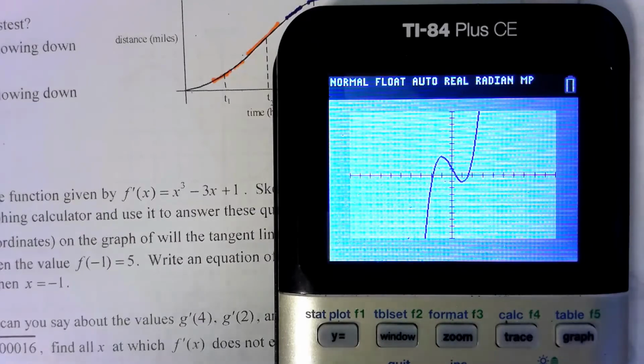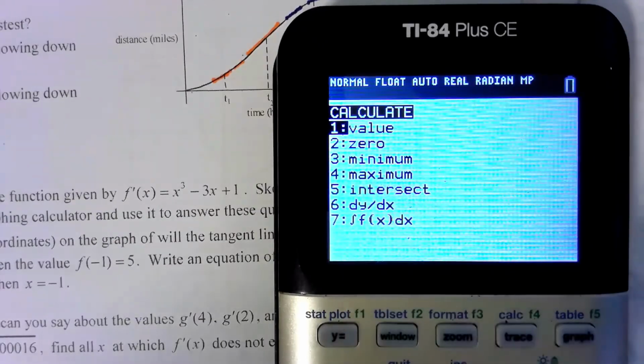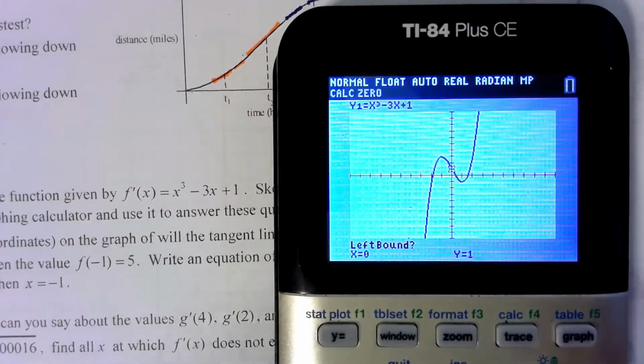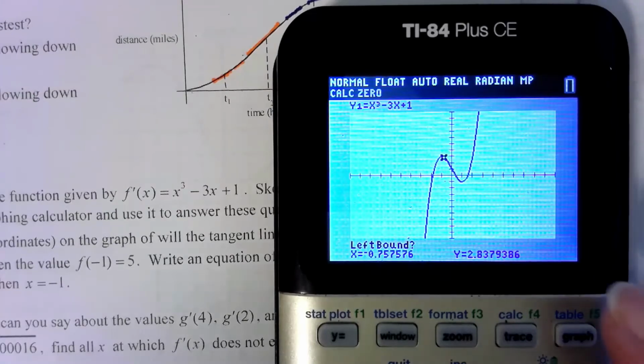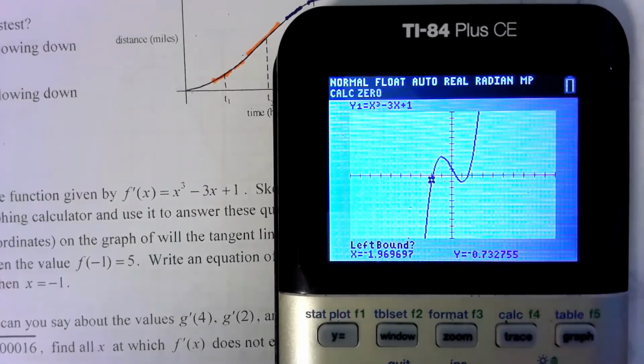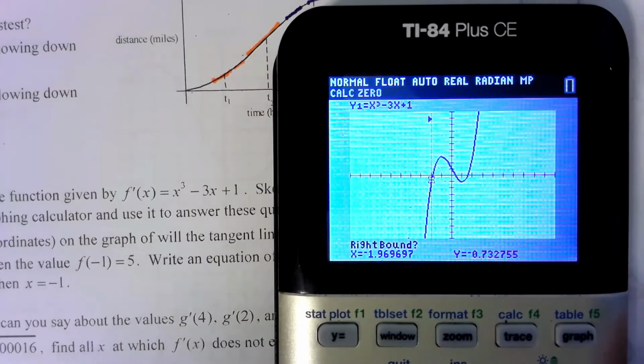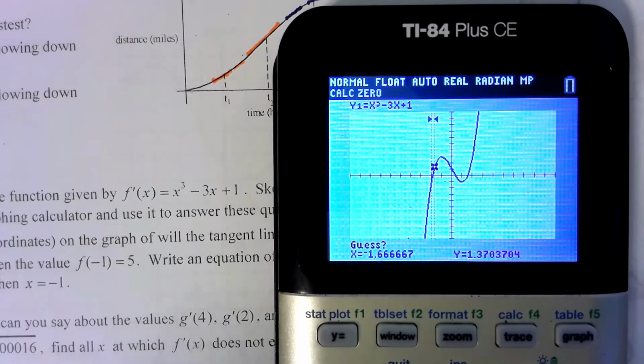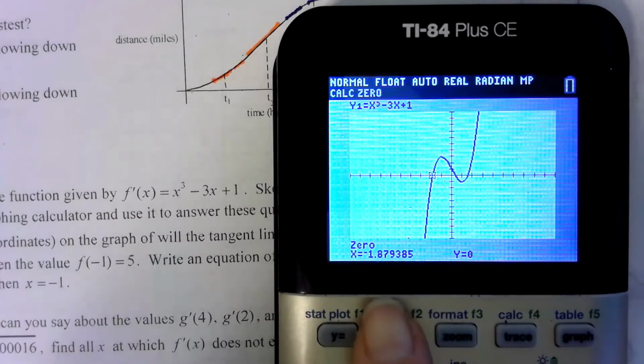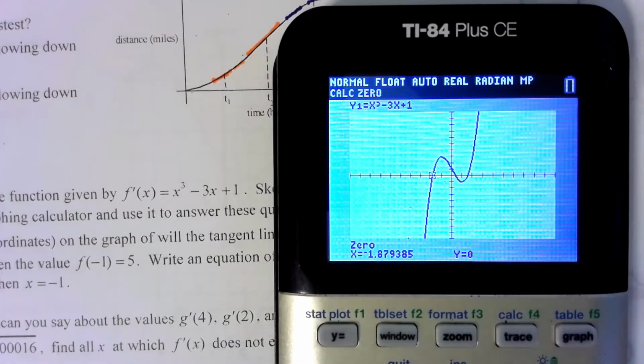So to do that, you're going to use second calc the zero function, number 2. And for the first 0, you need to go a little to the left and press enter of that 0, and a little to the right of that 0, press enter. And press enter one more time, and you can see we're going to have a horizontal tangent line on the graph of f when x is negative 1.879.